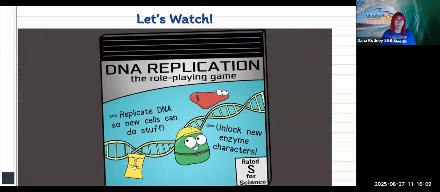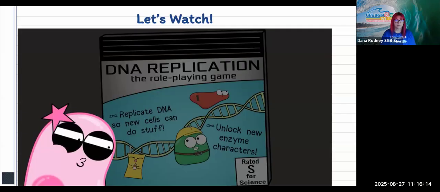I think DNA replication would actually make a great video game. Still waiting for that to be invented.